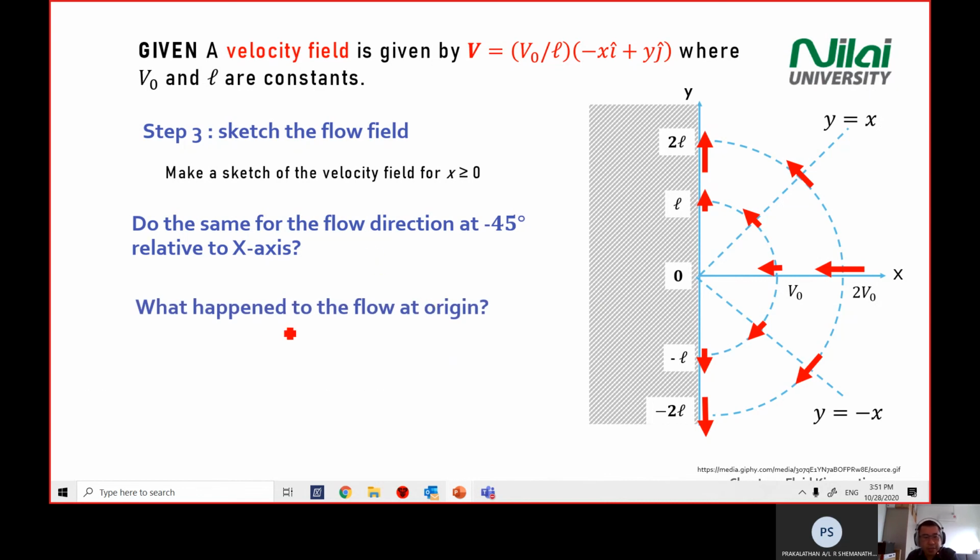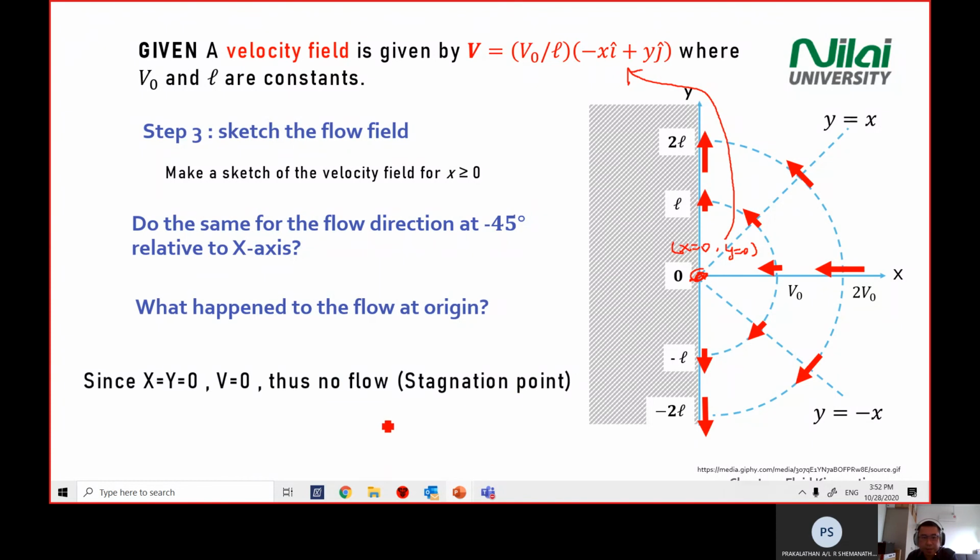So yeah, another question is to think about what happened at the origin here. What happened to your flow at the origin? So you just substitute the boundary condition where x equal to 0, y equal to 0 into this original velocity field. So when x equal to 0, y equal to 0, the total velocity here is 0. All right. So we use a technical word called stagnation point. If for this module you see the word stagnation point, it means there's no flow in that particular location.